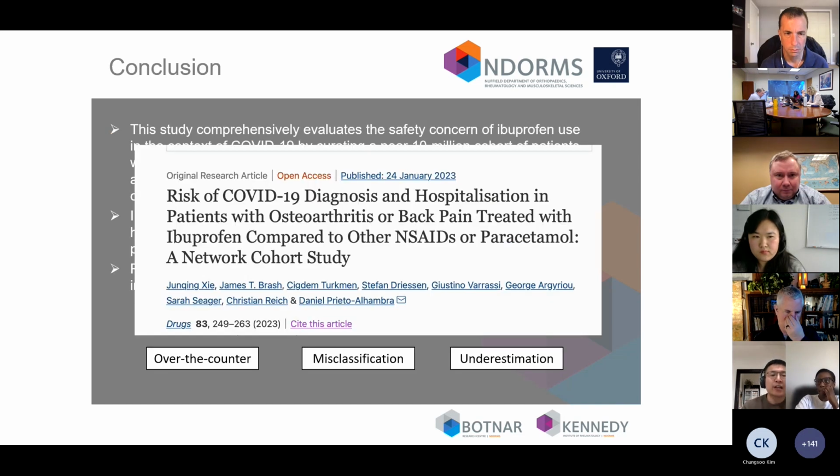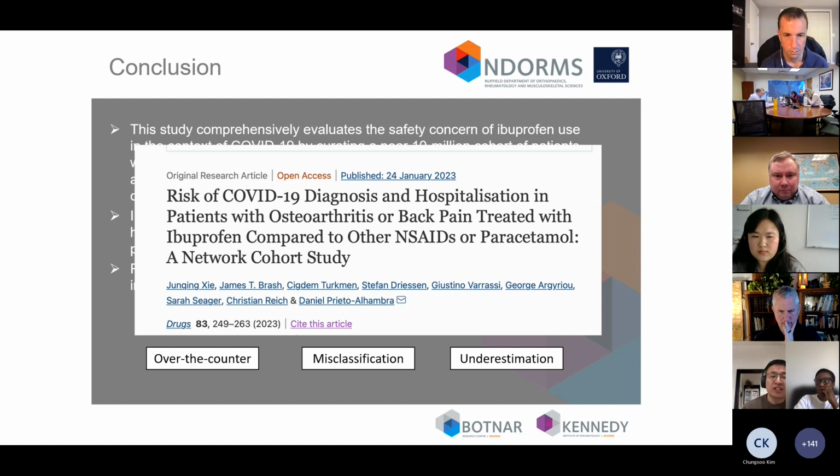So in summary, in this study, we comprehensively evaluated the safety concern of ibuprofen use in the context of COVID-19. We created a nearly 10 million cohort of patients with osteoarthritis and back pain, compared it with multiple alternative analgesics, and used advanced methods to control for residual confounding and bias. We did not find evidence that ibuprofen would confer a different risk of COVID-19 outcomes, and suggest that patients with arthritis or musculoskeletal pain should use ibuprofen as indicated.